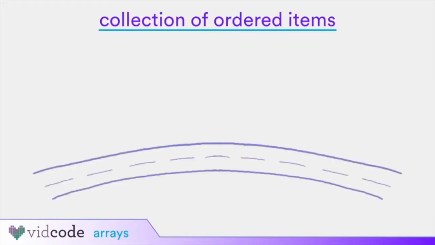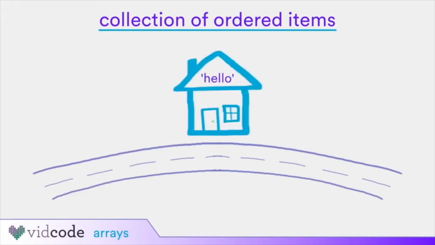Arrays can be empty, like our street here. Let's add something to our array. An item in an array is like a house on the street. Let's add the string hello to our street array. A collection indicates that there could be more than one item.